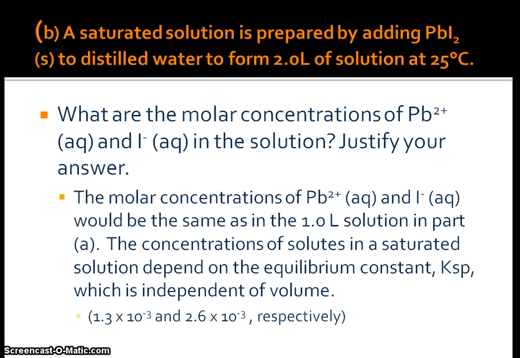So your equilibrium concentrations are the same, and so for Pb2+, it's 1.3 times 10 to the negative third molar, and for I- it's 2.6 times 10 to the negative third molar.